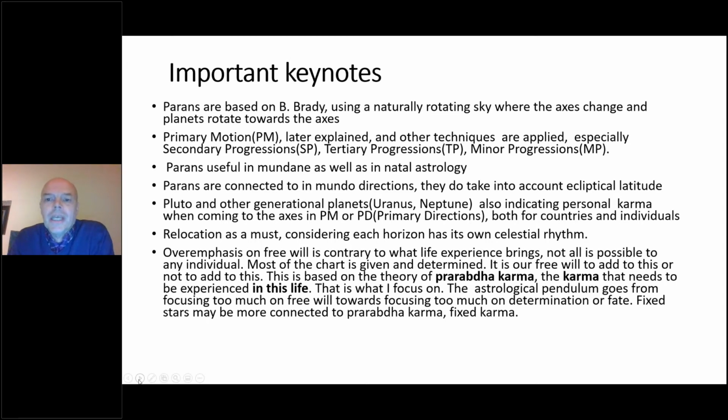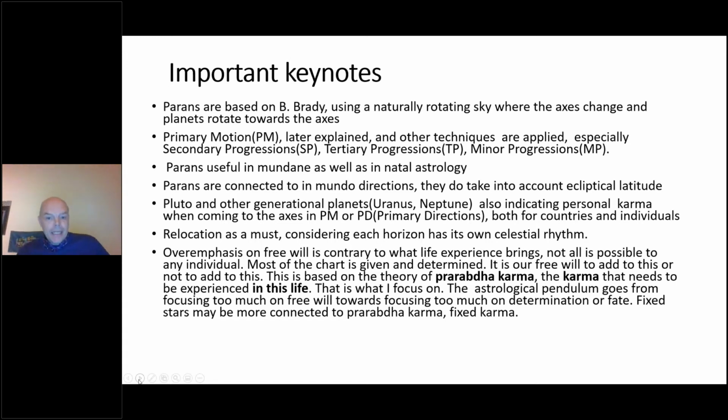So they do take into account the ecliptical latitude. This is especially very important for Pluto, which can be very far away from the ecliptic, and that's the latitude. And to see when Pluto comes to the axis, to the horizon, or to the MC, to the culminating, one has to work with in mundo. But I'll explain it in a moment.